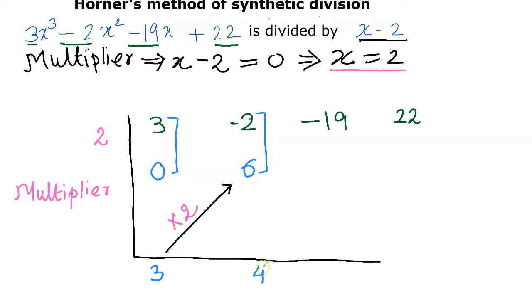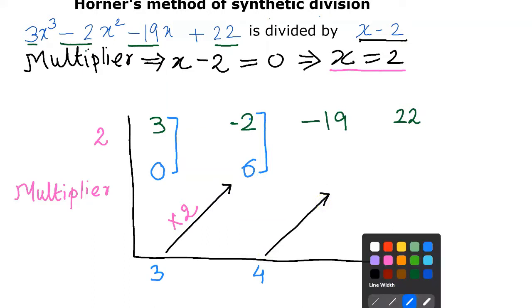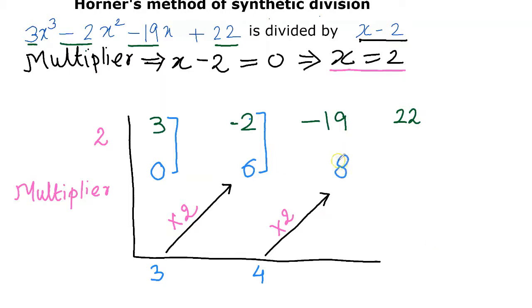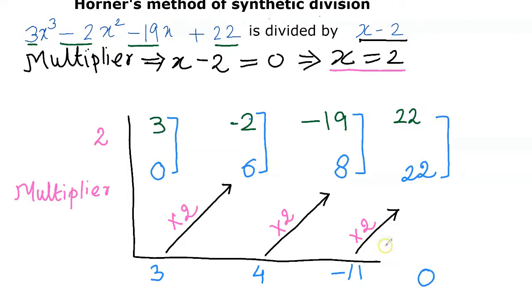It is 4, right? And here we will again use the multiplier, and multiply 4 by 2. Here we get 4 times 2 is 8. Okay, and here we again do the addition. So minus 19 plus 8 is minus 11. Okay, and we again multiply by 2. 11 times 2 is what? It is 22. Now 22 minus 22 is 0. And this 0 is the remainder. Okay.